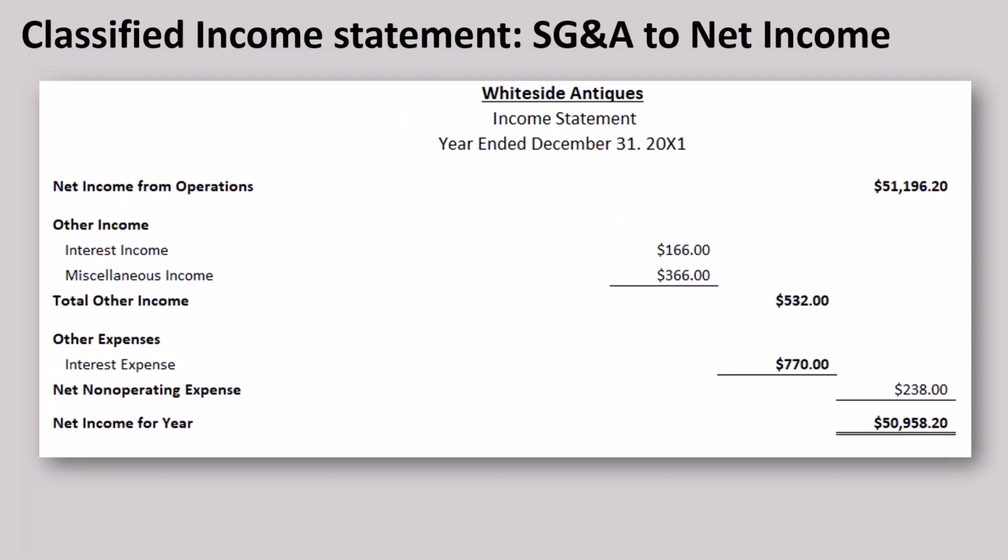After adding other income and subtracting other expenses, we arrive at net income. For Whiteside Antiques, other income and other expenses are very small, but watch out for financials where non-core income and expenses are significant. You will want to understand why these non-core amounts are so large.